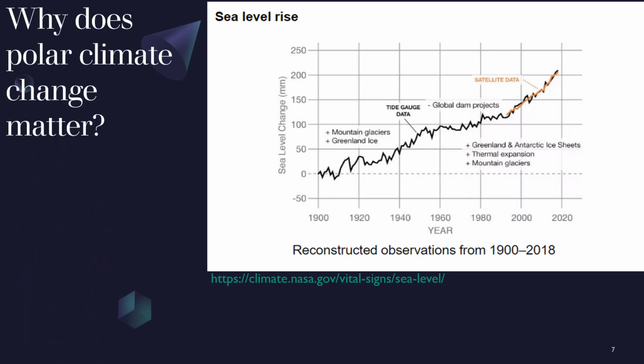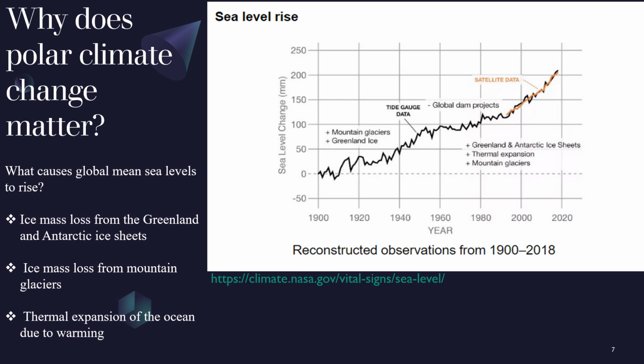Let's look at why it matters to focus on polar climate change. So we have ice mass loss from the Greenland and Antarctic ice sheets. Talking about ice sheets, let me distinguish between ice sheets and sea ice. Sea ice floats on the ocean surface. So it's like a glass of water with ice cubes in it. When this melts, it doesn't contribute to any rise of the water in the cup. So sea ice is basically cubes of ice on the ocean, and when it melts, it doesn't contribute to the rise of the ocean.